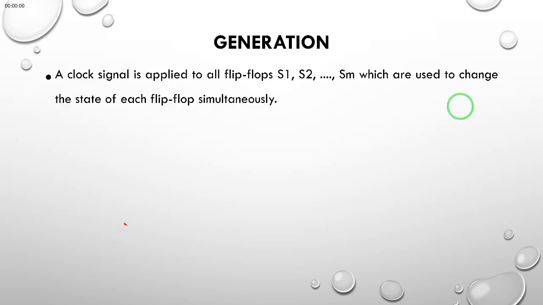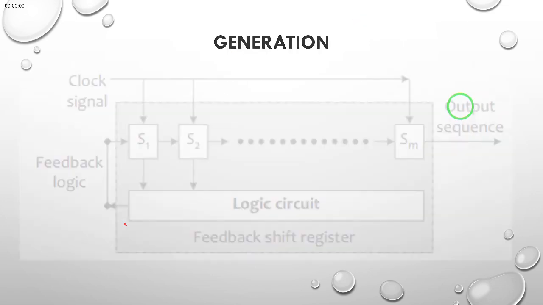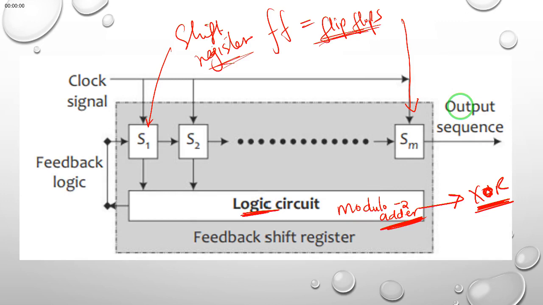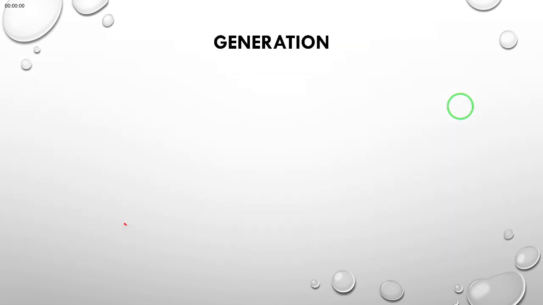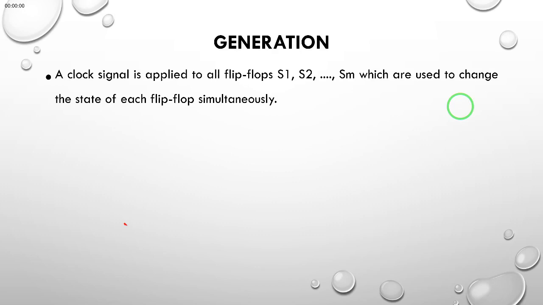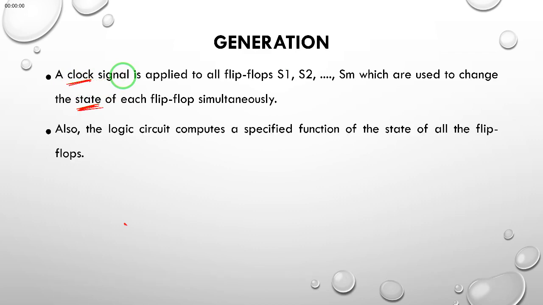So following that diagram, we see S1, S2 all the way to SM, and what we see in the generation is that a clock signal is applied to all the flip-flops S1 to SM, and this clock is used to change the state of each flip-flop. There is some digital electronics here, but it is assumed that you are quite conversant with what we're talking about. So they are fed by the same clock signal. That is the keyword. And then the logic circuit computes the specified function, which is considered to be the algorithm of our spreading code generator.